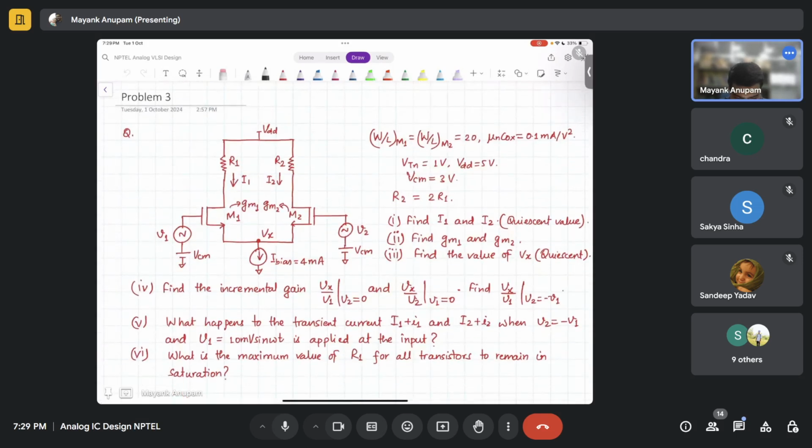This question is not that difficult. Basically, in this question, you have two MOSFETs. This looks like a differential amplifier. You have two MOSFETs which have the same W by L, the same threshold voltage, and the same mu and Cox value. Now you have applied the same common mode voltage at both places. So tell me what is going to be the current I1 and I2. Is there any relationship between both of these, I1 and I2?